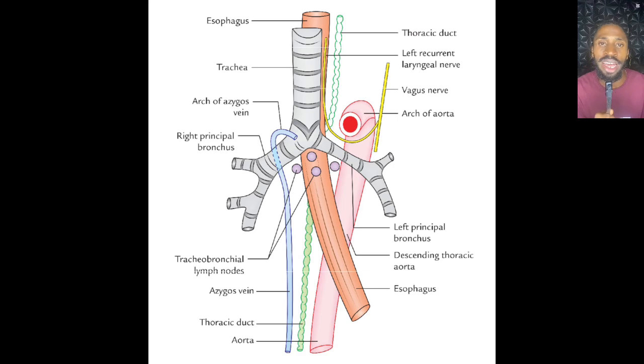So don't forget, we have the esophagus, we have the thoracic duct, we have the descending aorta and its branches, we have the azygos, hemiazygos, and accessory hemiazygos vein. You have the vagus nerve, you have the sympathetic trunk, and also splanchnic nerves, and the last one you have the posterior mediastinal lymph nodes. Don't forget, this is the posterior mediastinum.